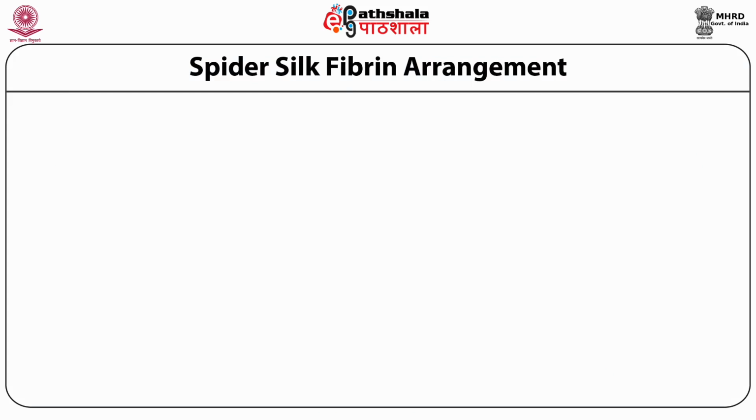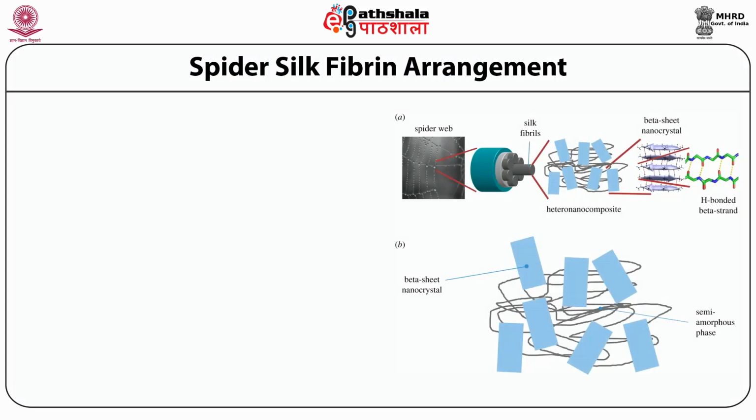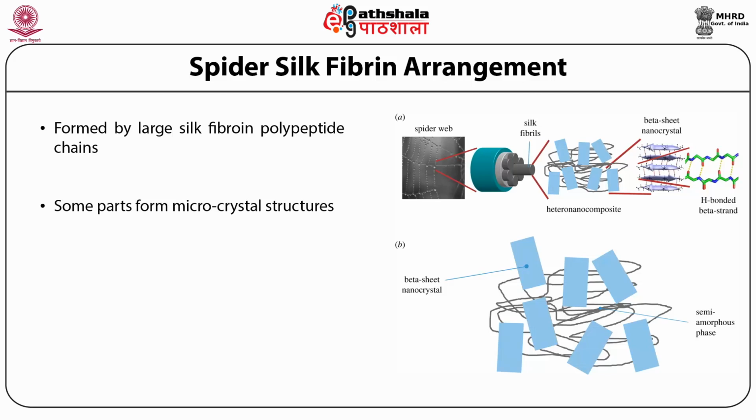Spider silk fibroin arrangement is seen in this figure. So you can see here the spider web, which is in part A, the small one. If you zoom in, it is made up of several silk fibrils, and if you zoom in further, these fibrils have a jelly, mesh kind of structure in which there are crystalline particles. These crystalline particles are made up of beta sheet nanocrystals, and these beta sheet nanocrystals are polypeptides containing a lot of beta strands.